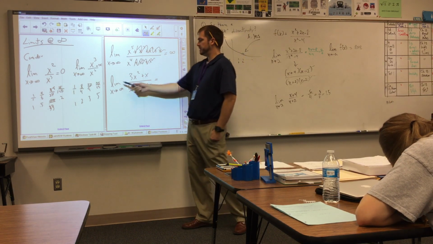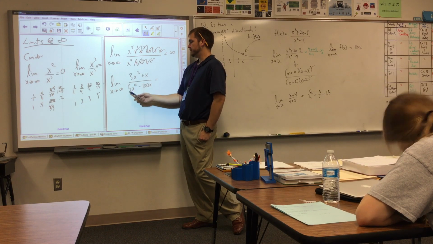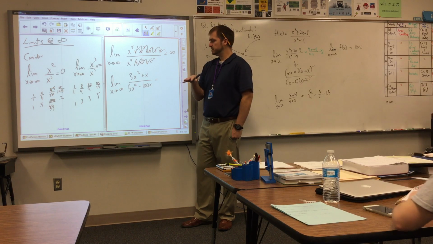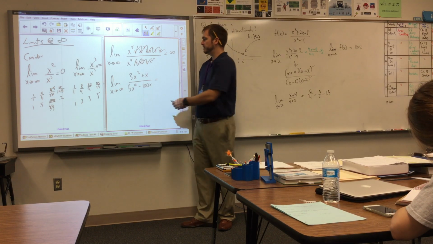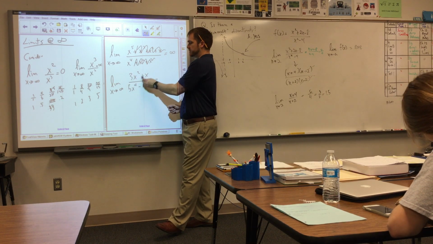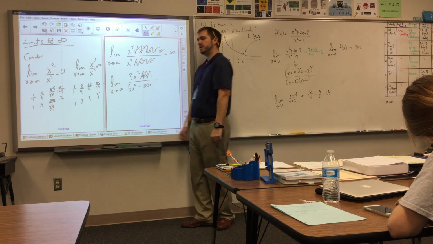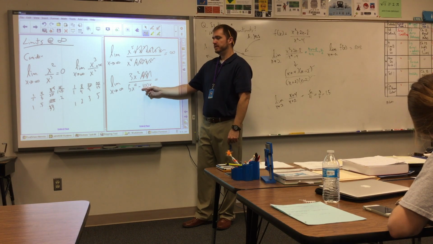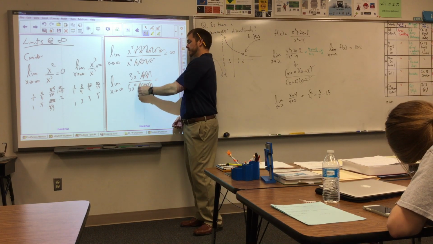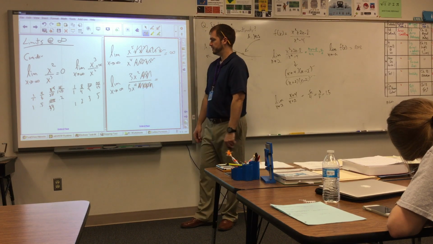Look at this problem. The limit of 3x squared plus x over 5x to the 4th minus 100x. Still, same sort of situation. I'm going to look at the term in the numerator that has the highest exponent. So this x, I don't even care. In the denominator, this one has a minus 100x. Who cares? It doesn't matter. I'm looking at the x to the 4th.